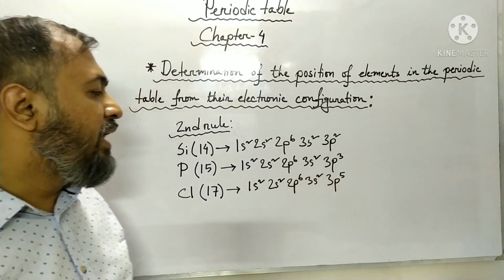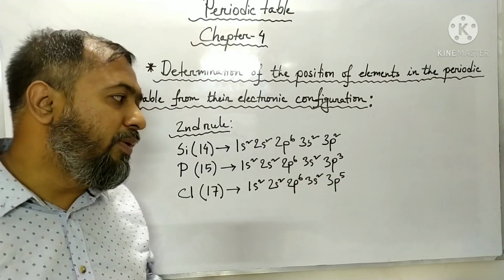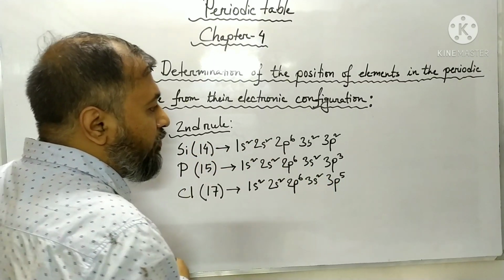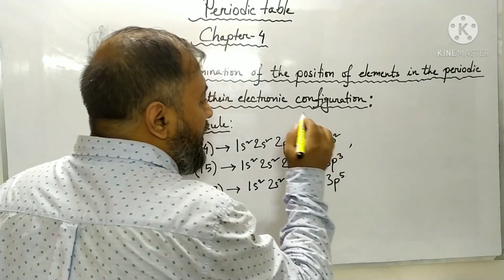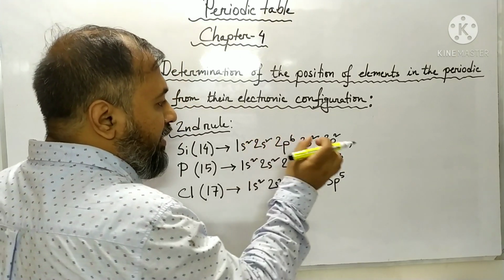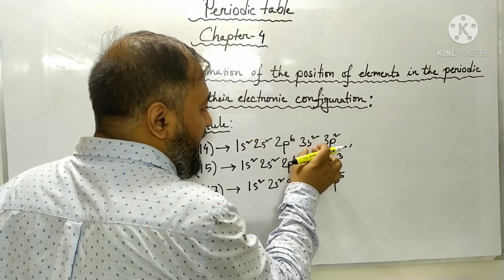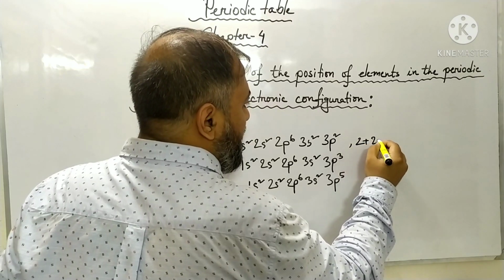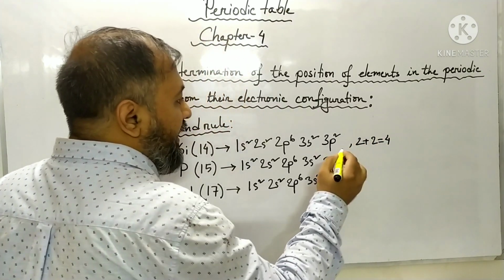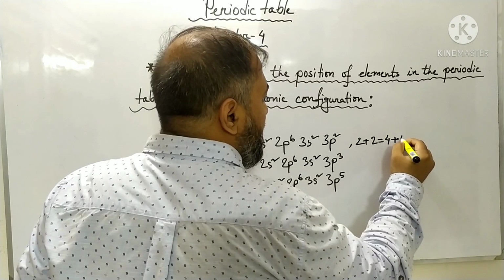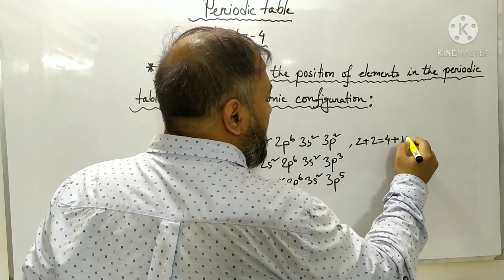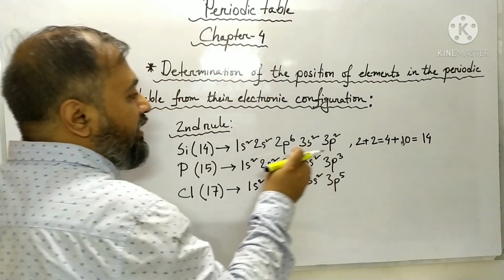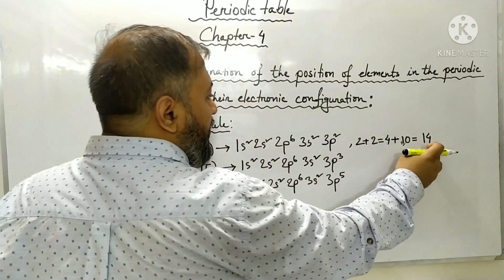So in this case, how can we calculate the group number? When the electron enters the p orbital, we add the electron numbers of the last s and p orbitals. Here the total number of electrons is 2 plus 2, that is 4, and then add 10, and you will find the group number. So the group number of silicon is 14.